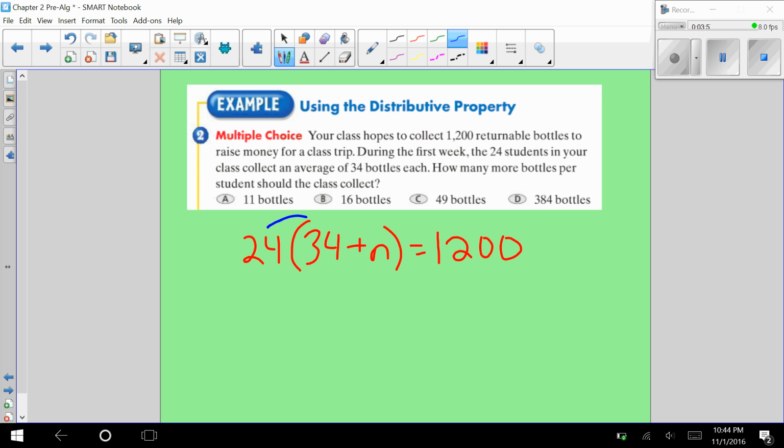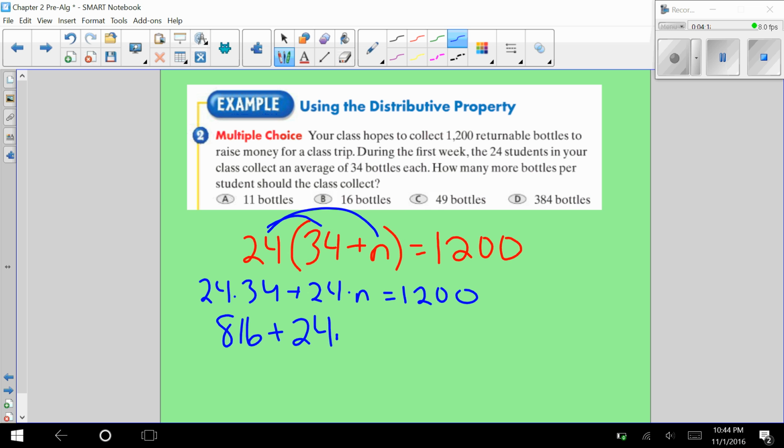To simplify this, we're going to distribute 24 times 34 and 24 times n equals 1,200. 24 times 34 is 816 plus 24n equals 1,200. To start to solve, I'm going to subtract 816 off both sides. I'm left with 24n equals 384.